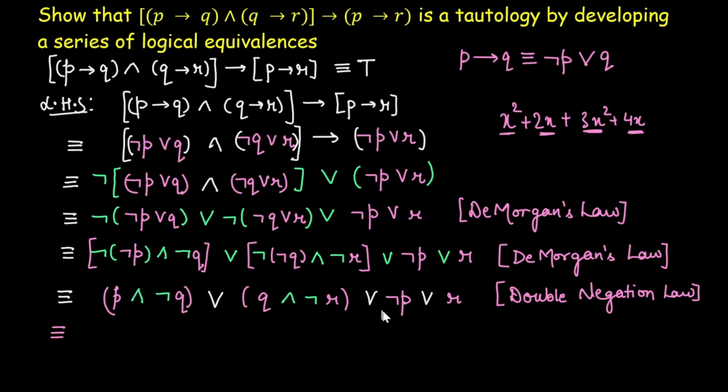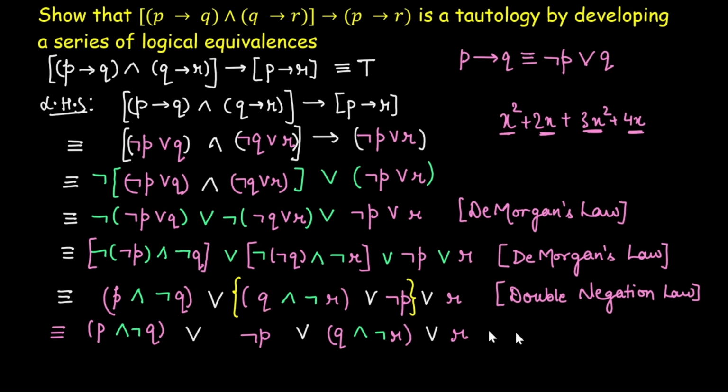Here we need to club this proposition with this one, but before that we need to commute these two propositions. So we can write this proposition in this form. Basically, we have commuted these two propositions. In place of this, we have written negation P, and in place of negation P, we have written this proposition. And here we have used commutative law. This is logically equivalent to what?